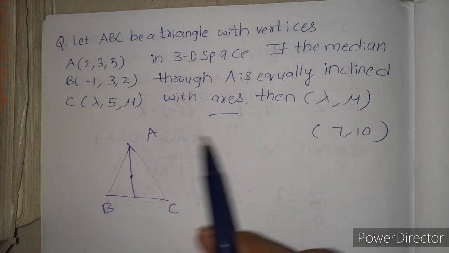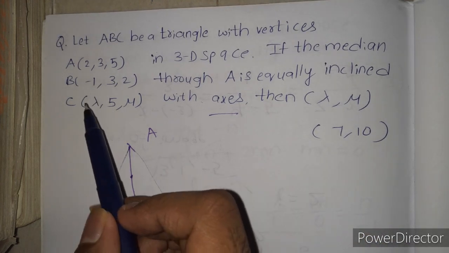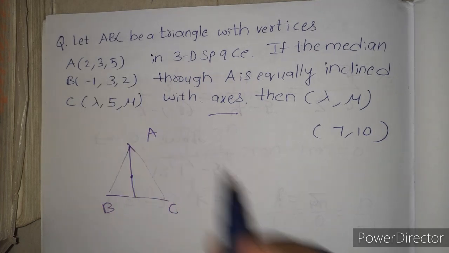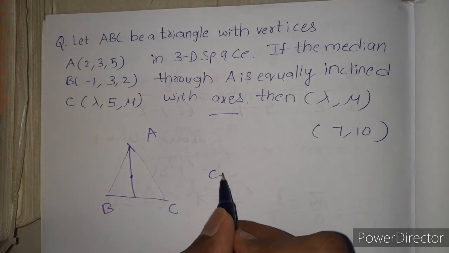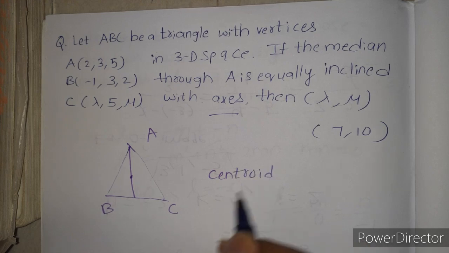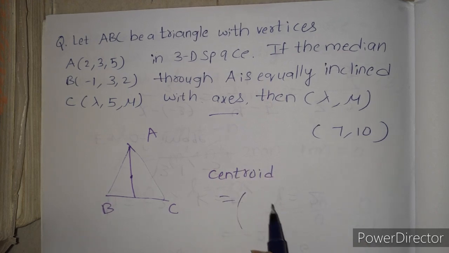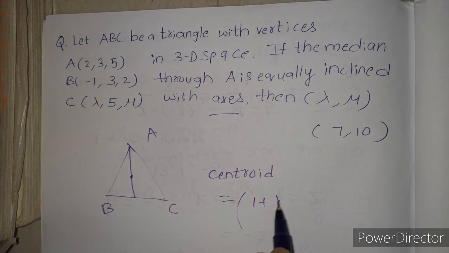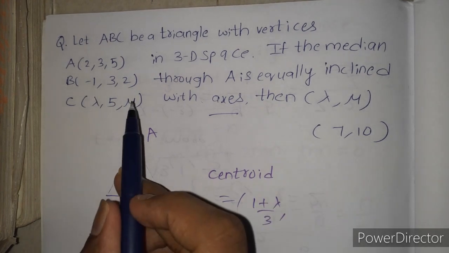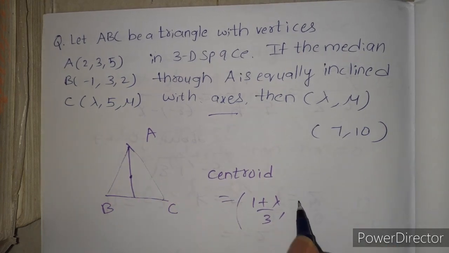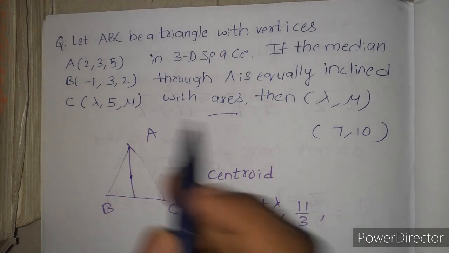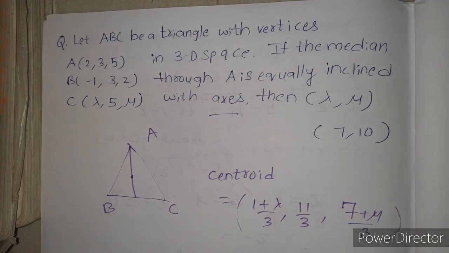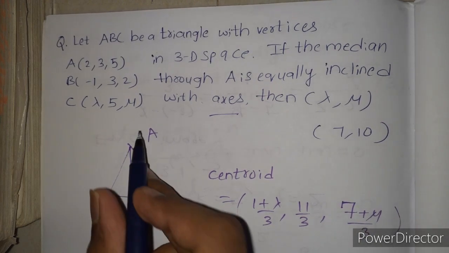So the centroid is nothing but the sum of the x values, sum of the y values, sum of the z values, divided by 3. So the centroid is equal to (x1 plus x2 plus x3) by 3. So 2 minus 1, 1 plus lambda by 3, comma, 3 plus 3 plus 5, 11 by 3, comma, 5 plus 2 plus mu is 7 plus mu by 3. This is the centroid. So we have G, AG.